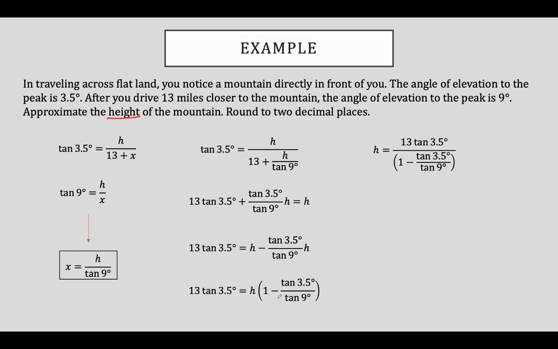And taking out your calculators and plugging in, make sure your calculator is in degree mode, we get our approximate height. h is approximately 1.29 miles high. All right, some good word problems there involving our right triangle trigonometry.